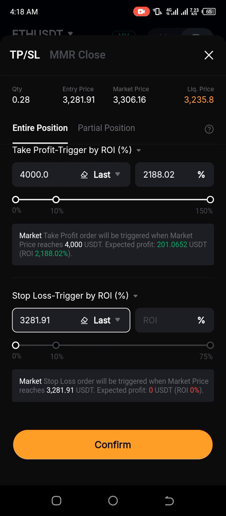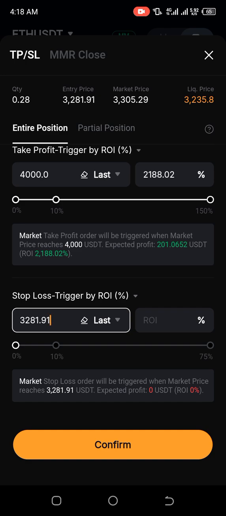Expected profit will be zero, and also my loss will be zero. What does that mean? The moment you change your stop loss value to the entry price at which you entered the trade, what it means is that you have secured your capital. You're no longer in loss.